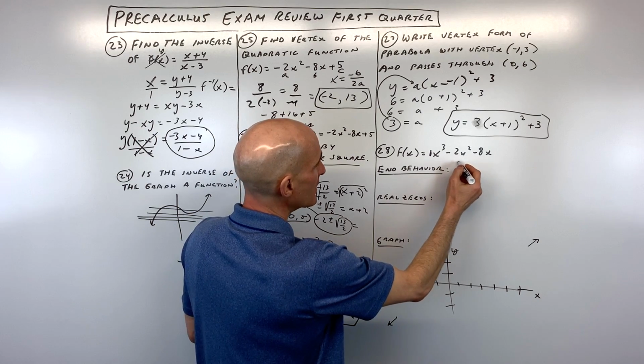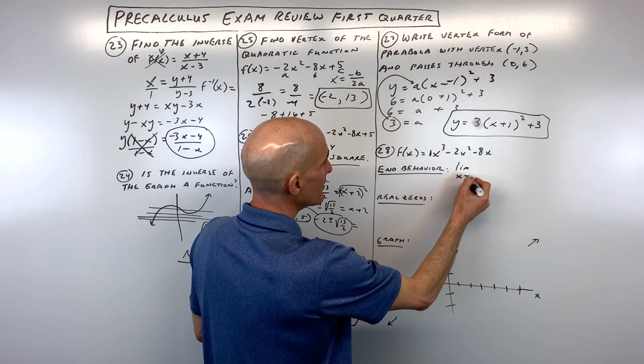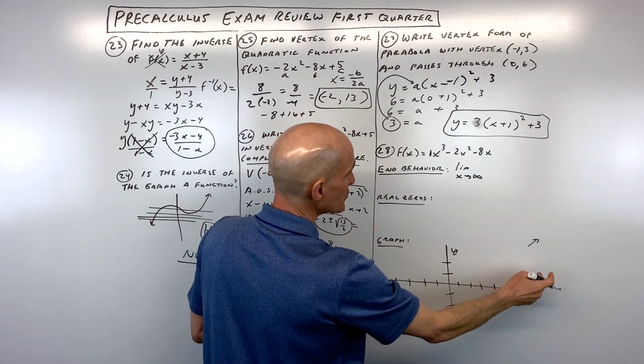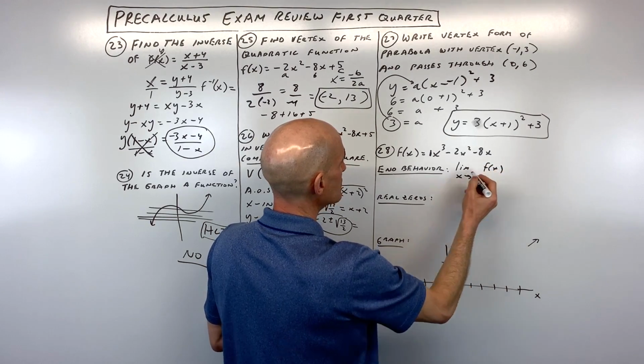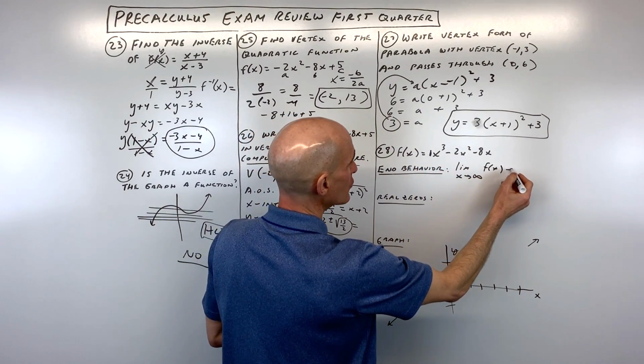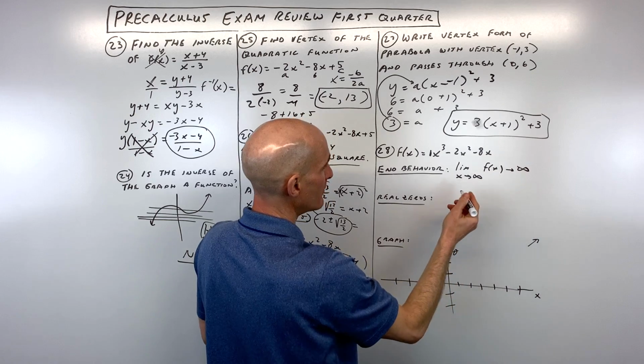But what we're going to do is write it in limit notation. So we're going to say the limit as x approaches infinity, meaning as x goes to the right, f of x, which are the y values, are going to go to positive infinity, meaning going up.